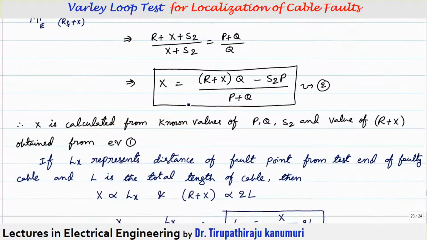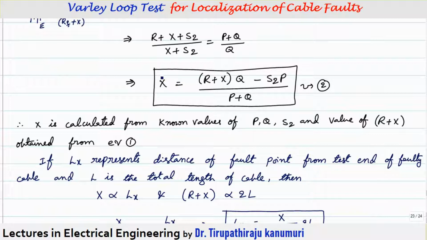Therefore the value of X can be calculated, because we know the values of P and Q, both are constant because they are not variable. S2 is obtained from experiment number 2, and R plus X is obtained from experiment number 1, the first experiment. They are substituted to get the value of X.